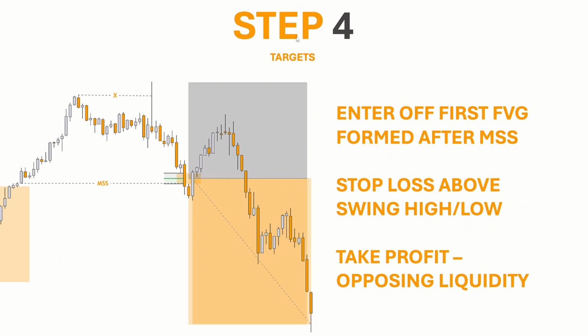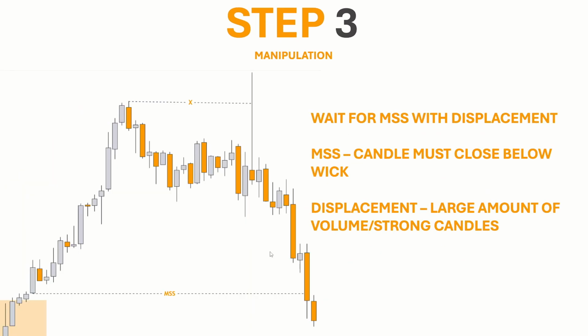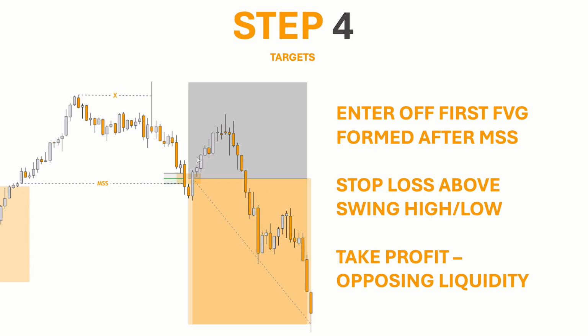Moving on to step 4, targets and entry. So for entry, I'm going to go back to this slideshow just to show you guys a bit clearer. As you can see, we want to enter off the first fair value gap formed after the market structure shift. So as we can see, where's our first fair value gap? It's right here. As you can see, this is a beautiful fair value gap. It's clear. Now moving on.